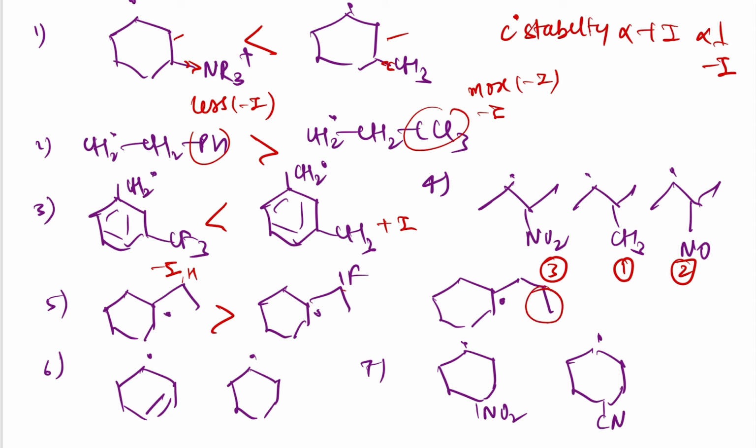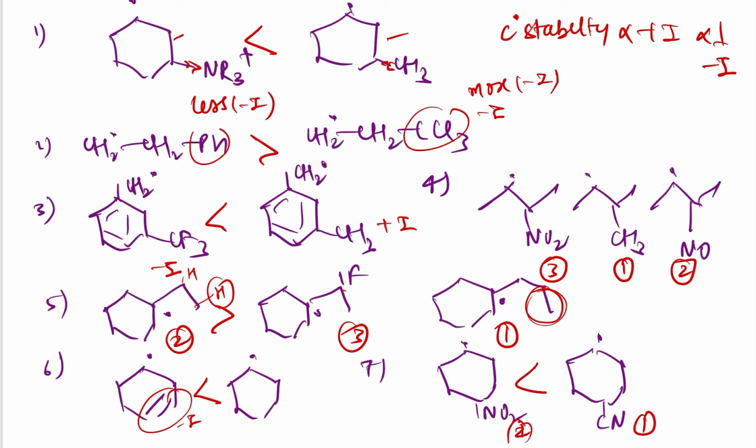And here is the methyl group. So it is first, second, and third, because in the case of methyl we have hydrogen, right? Whenever we are adding methyl, it is actually increasing the positive charge density. Here we have -I, and -I is actually destabilizing. So it will be the stability order. Between NO2 and CN, NO2 has more -I, so CN will be more stable than NO2.